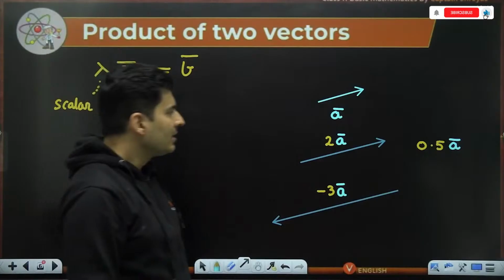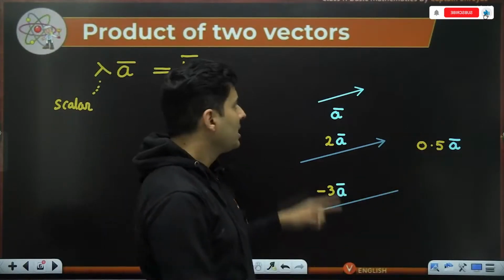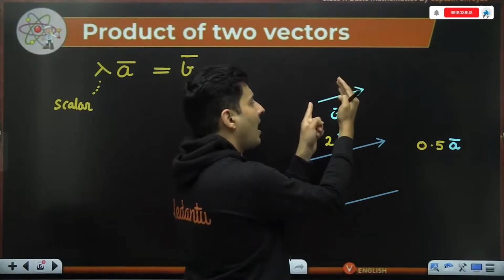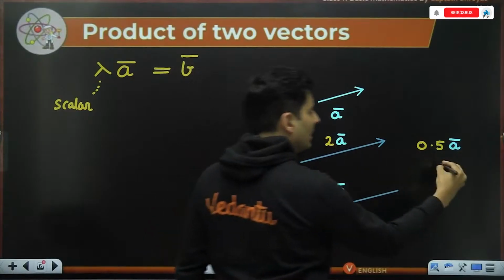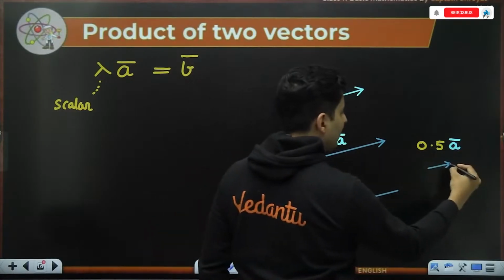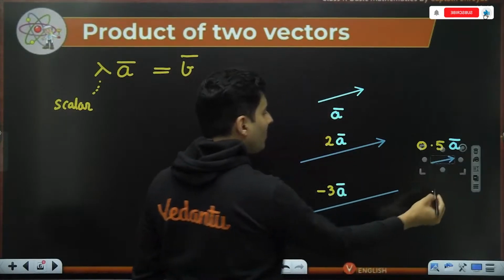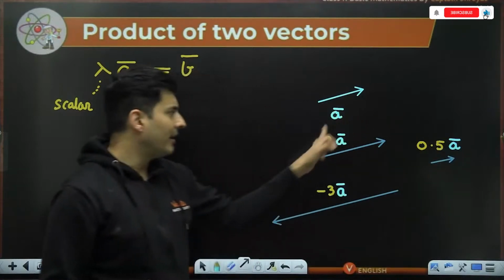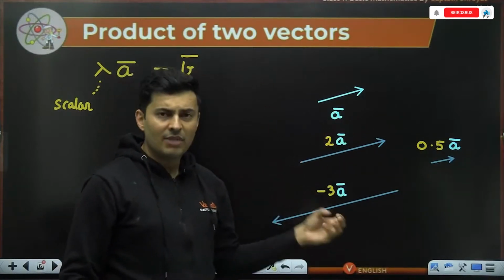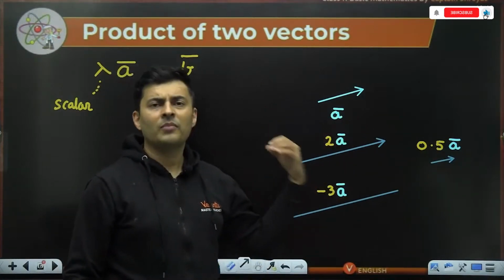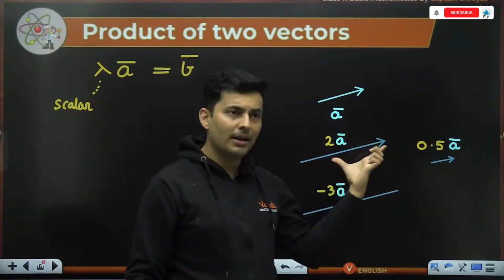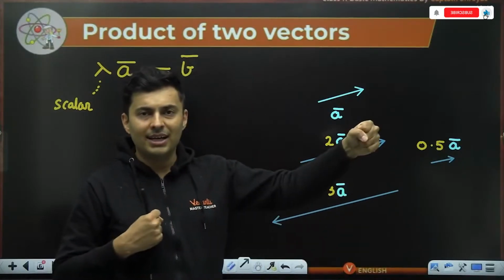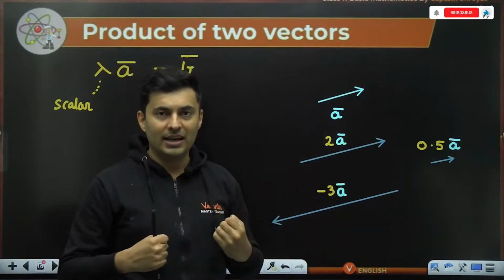Everybody getting it? Similarly, 0.5 a bar. That means whatever the length is, half of it. So just this much in that direction. So that is basically your 0.5 a bar. So when you multiply a vector with a number like this, minus 100, 0.1, anything, you will get a new vector which is either in the same direction or in the opposite direction.